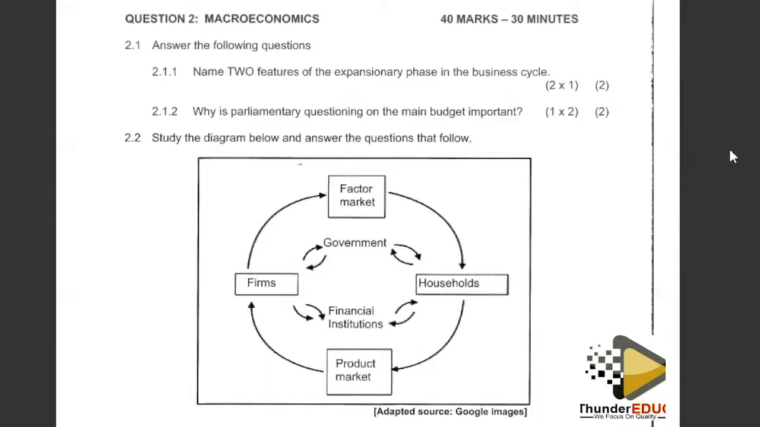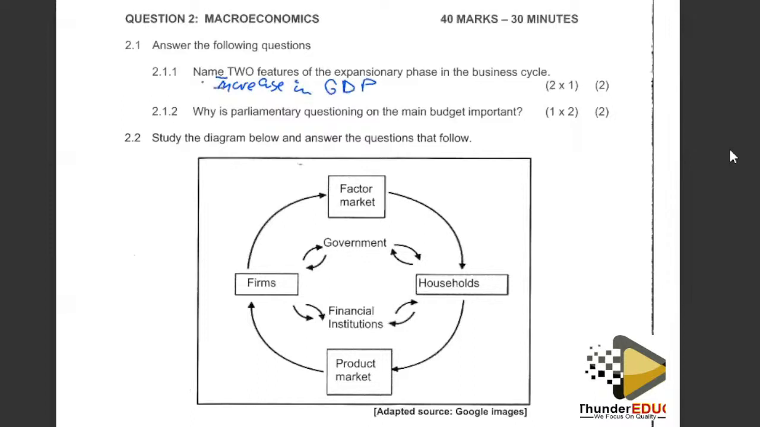So what do we mean by the expansionary phase? It means the economy is now taking off from the trough. The economic activities have been performing poorly, and now they are taking off from performing poorly towards performing better, towards the boom. Okay, right, great talks. So here, the features can be an increase in GDP, or gross domestic product.